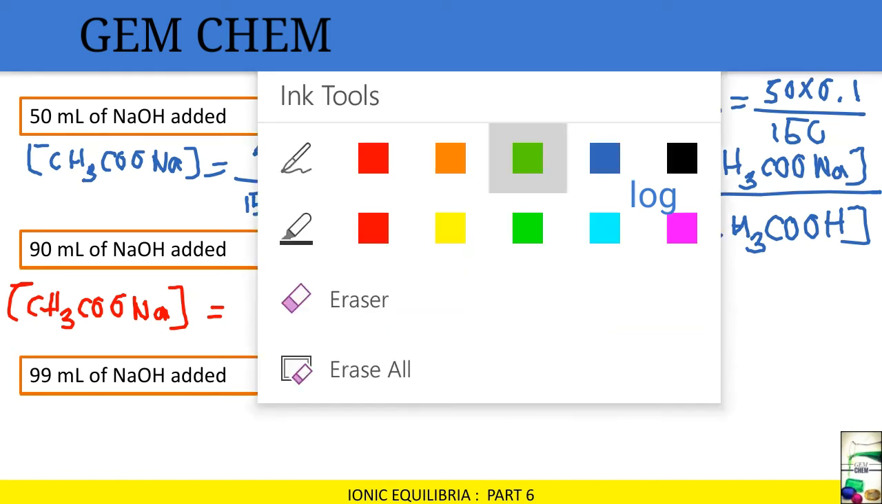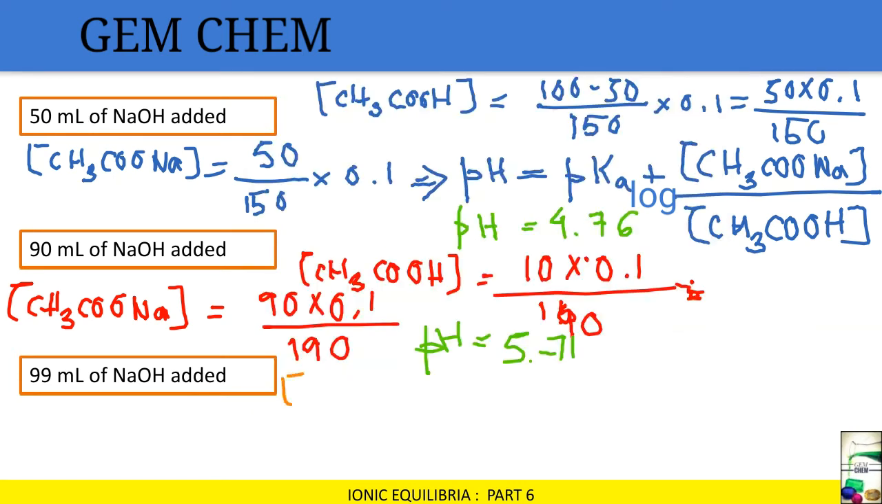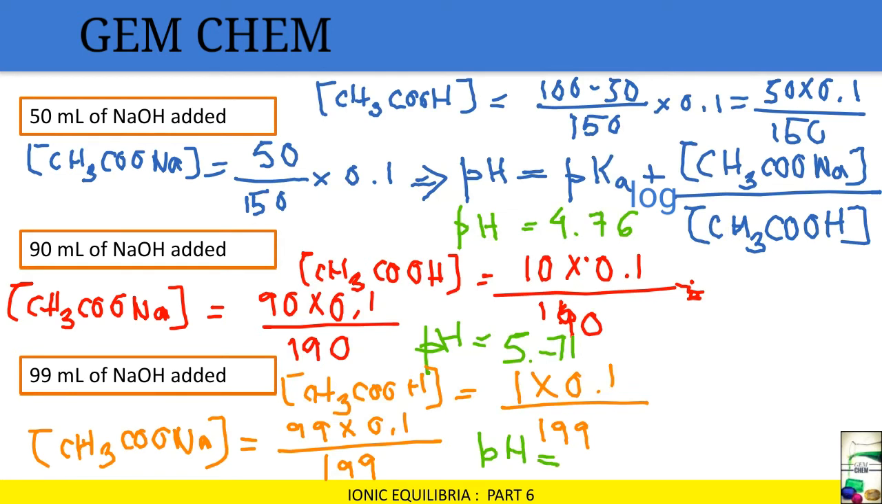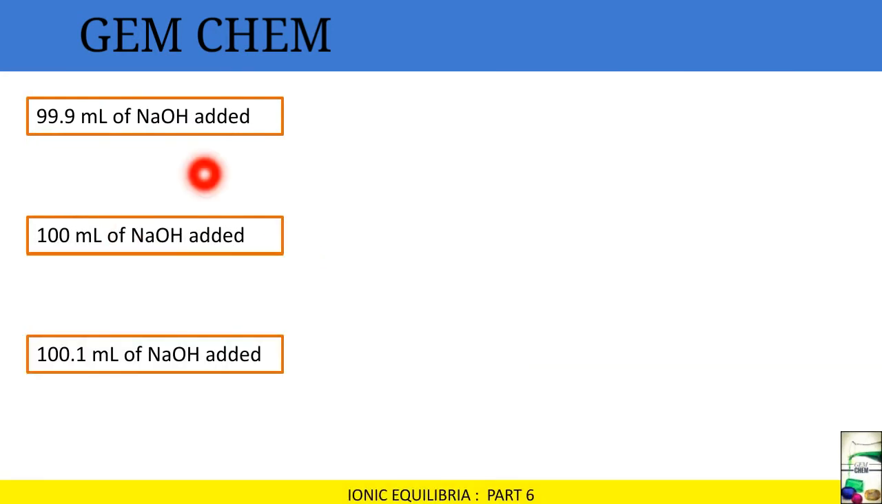Now for the next one, the concentration of acid CH3COOH is 1 ml left, into 0.1 divided by 199, and the concentration of salt is 99 into 0.1 divided by 199, and the pH which is obtained is 6.76. Now we will go for 99.9 ml in a similar way, and the pH comes to be 7.76.